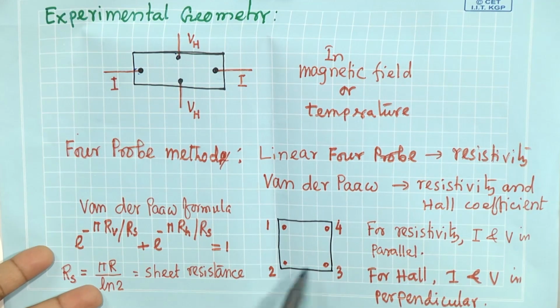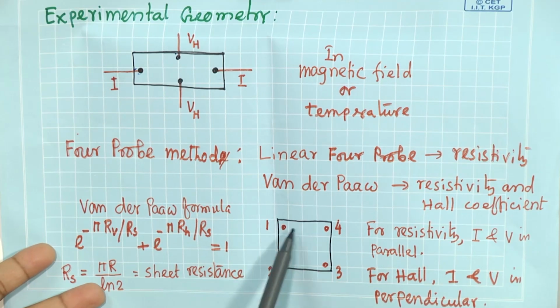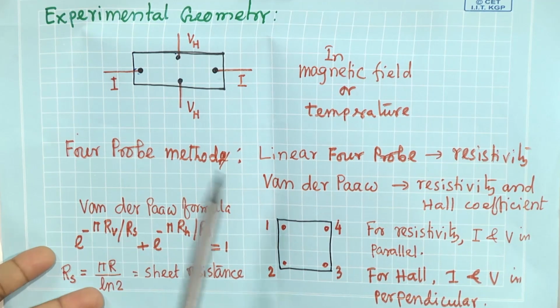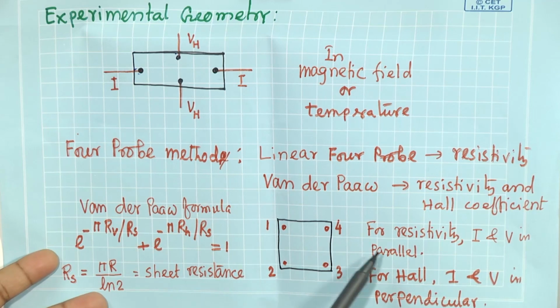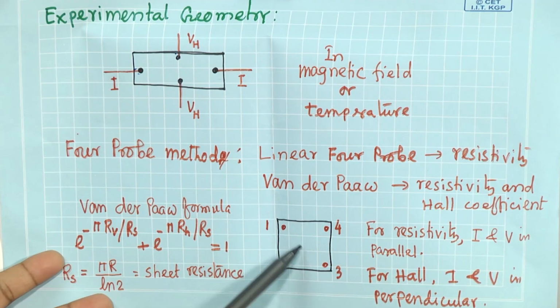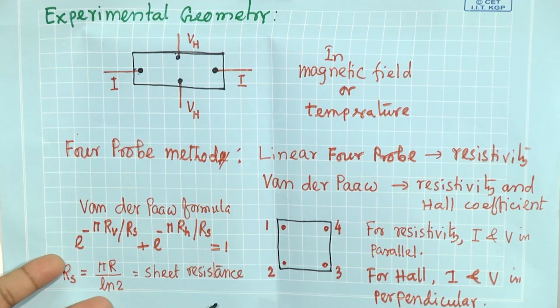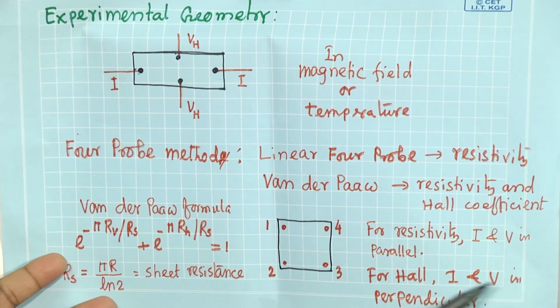And for Hall geometry, you will use this: if these two probes are used for the current, then the other two, 3 and 4, will be used for the voltage measurement. Okay, so they are perpendicular. So I and B perpendicular. So that mode can be used. Externally, just imagine you have 4 probes. Which two probes will be used for voltage and which two for the current? That you can decide externally.